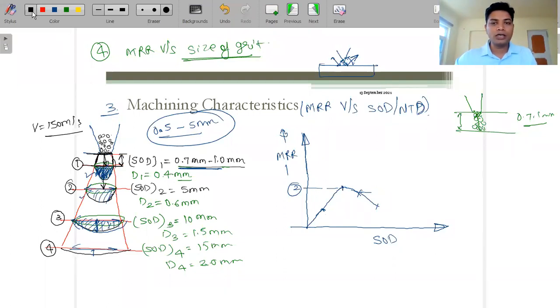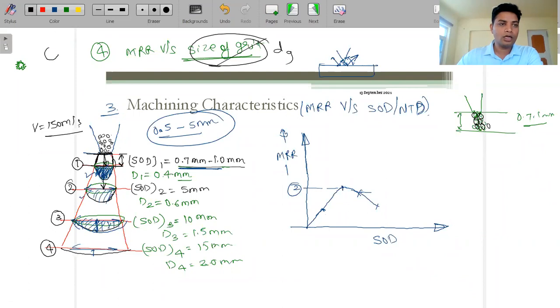Now just assume that from 10 to 20 mm you are increasing the diameter of the grit, because the size of the grit is defined by the diameter of the grit only, dg. Initially we were using this green color one, just assume that this is the abrasive grit we were using. Now we have increased its diameter, and the shape becomes like this. Now increase the diameter once more, that is the third one.